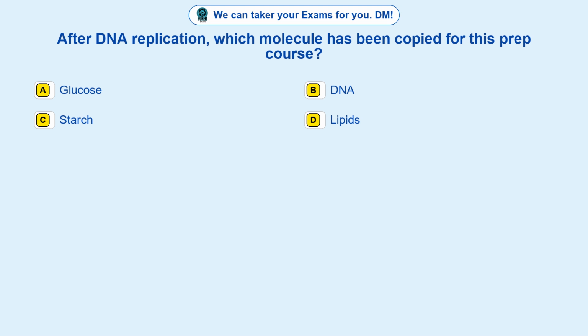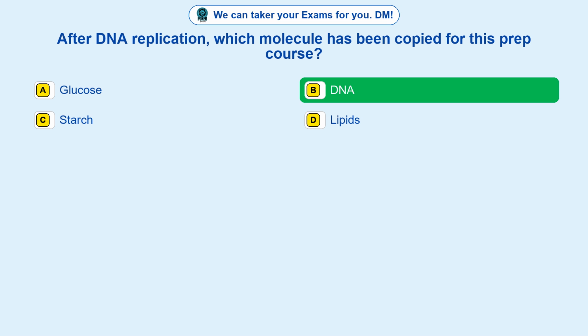Question 3. After DNA replication, which molecule has been copied for this prep course? Option A, glucose. Option B, DNA. Option C, starch. Option D, lipids. The correct answer is option B, DNA.